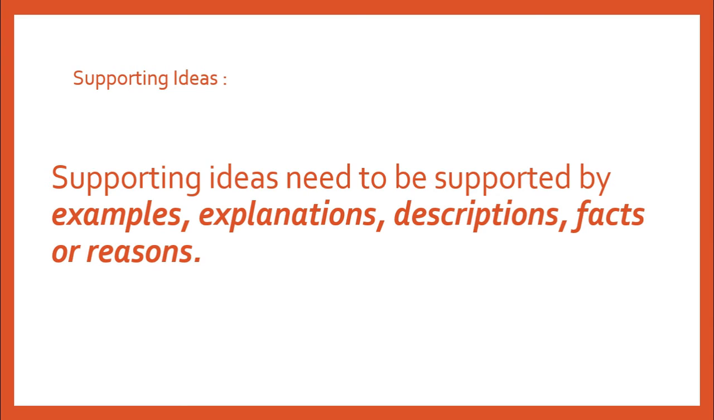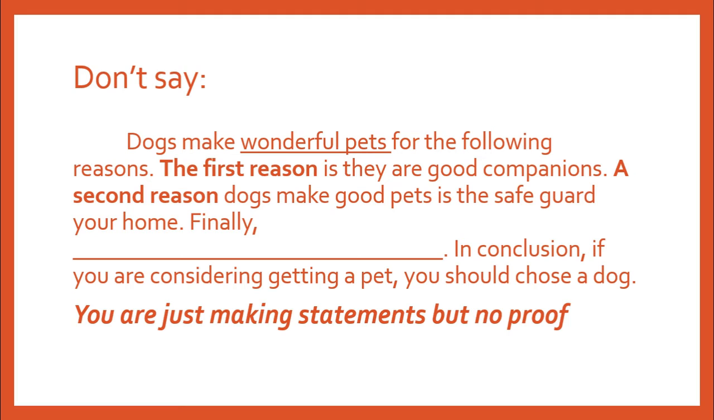When you have a supporting idea, one of your supporting sentences, it needs to have extra examples or explanations or facts or reasons or something like that, so that you're not just saying things. You can kind of show the reader what you mean. So this is what a paragraph really shouldn't look like. If you say, dogs make wonderful pets for the following reasons. The first reason is they are good companions. A second reason dogs make good pets is they safeguard your home. Finally, whatever. In conclusion, if you were considering getting a pet, you should choose a dog.